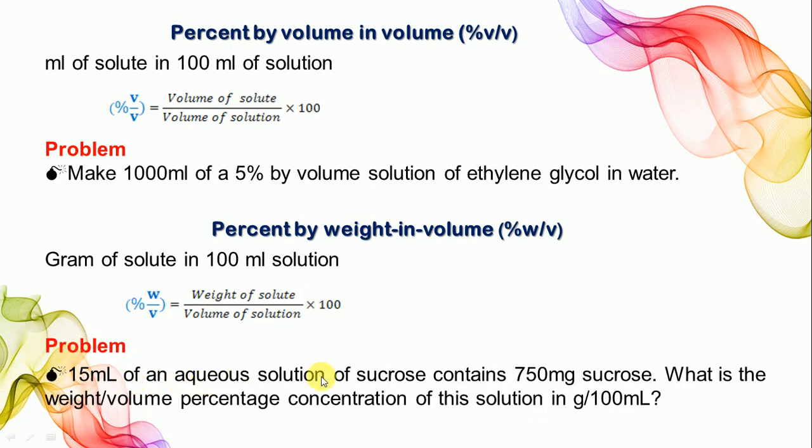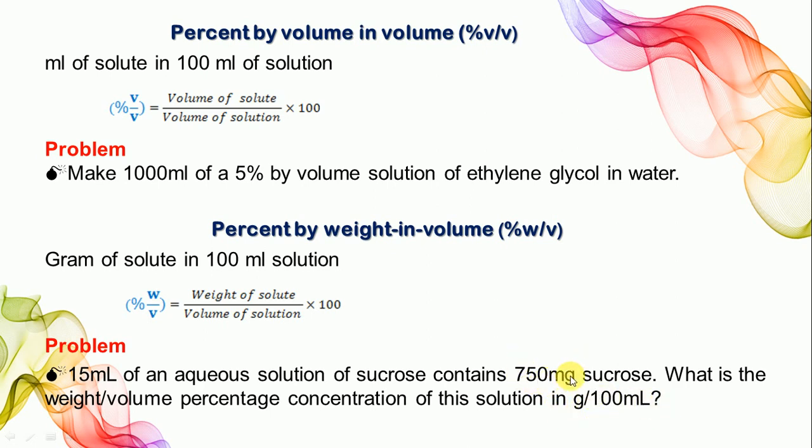One problem: 50 ml of an aqueous solution of sucrose contains 750 milligram of sucrose. What is the weight per volume percentage concentration of the solution in gram per 100 ml? To solve this problem, 50 ml is the volume of solution, and 750 milligram is the weight of solute, and we have to find out the final concentration.